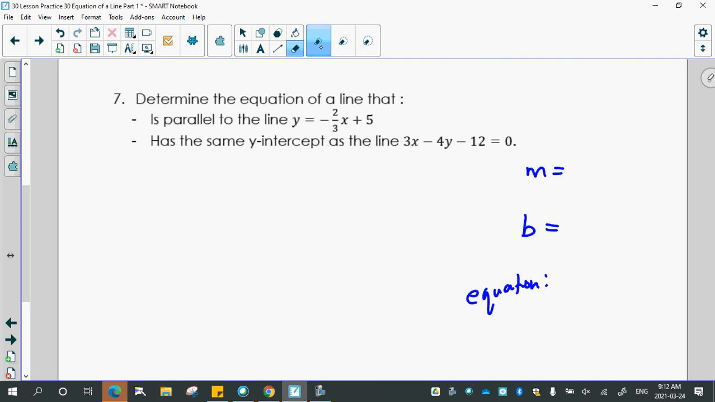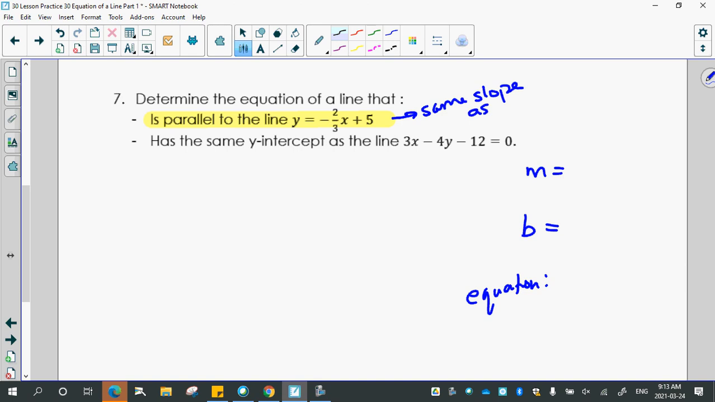So how does this clue help me? Does it help me get M or does it help me get B? Yep, it gets me M. How does it get me M? Since it's parallel, it would have the same slope. Awesome. Same slope is what parallel means.